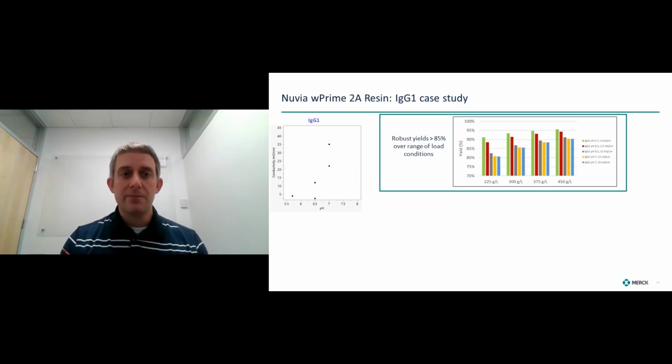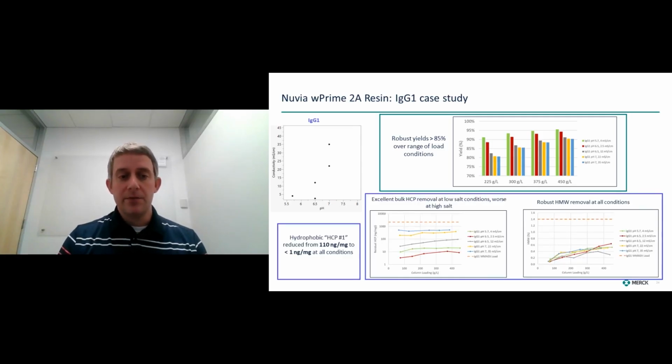I'll start to step through some of the case studies for IgG1. This is a case where we're really just looking for robust performance. For yields, we see pretty good behavior, especially at some of the lower pHs and lower salts that we screened. As we start to increase salt and get more into that hydrophobic range, we get a little bit more binding. But at those lower salts, we're easily reaching 90, 95% yield as we increase loading. And for everything, we're really getting above 85.